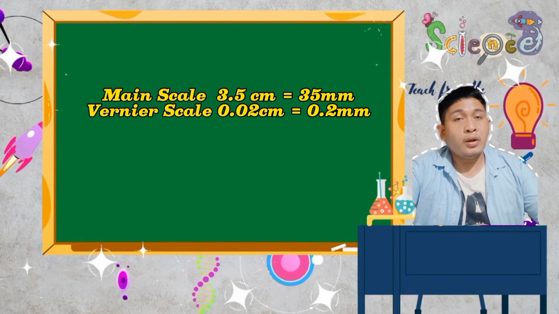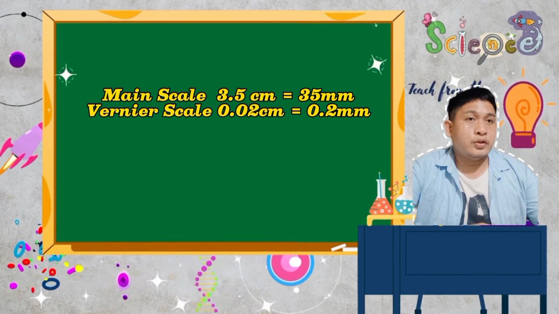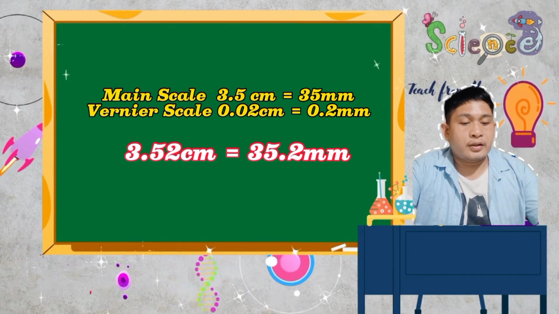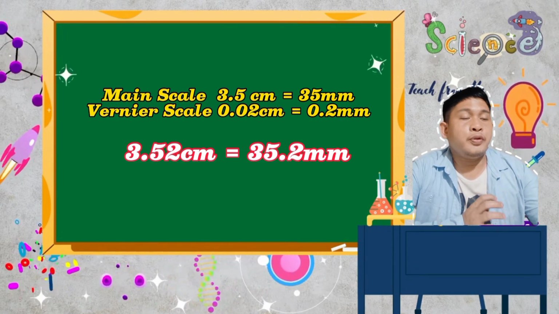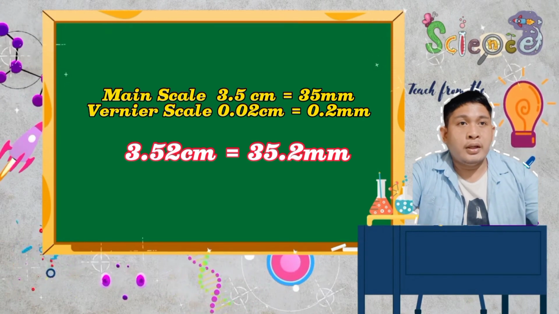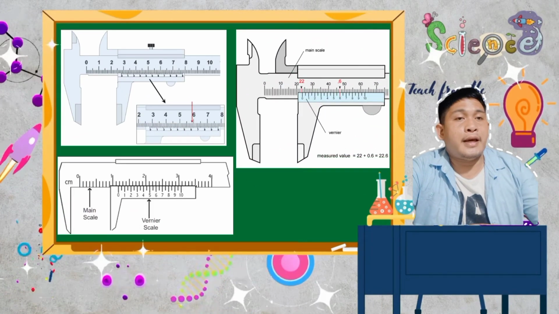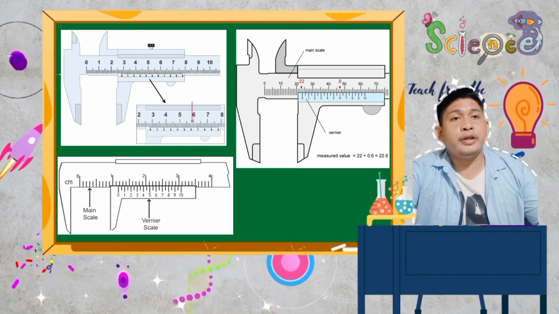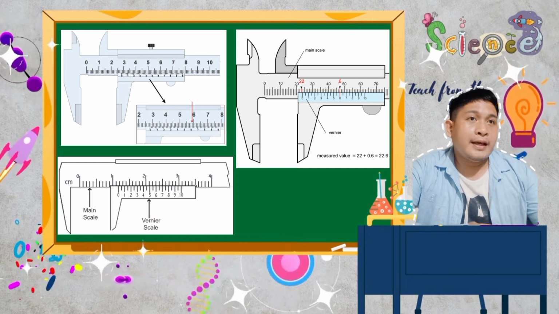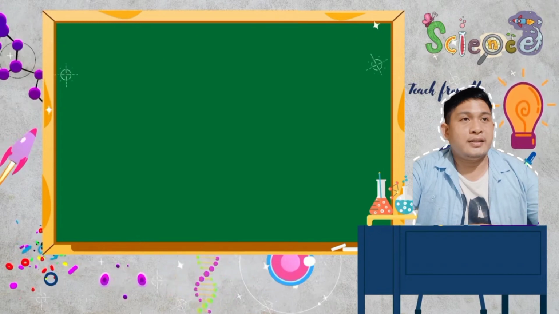So 3.5 plus 0.02 cm is equal to anyone? That's good. You're right, Mr. Cristobal. It is 3.52 centimeter. So we'll convert this into mm, which is 35.2 mm. That is how to measure the internal diameter. I have some examples here in my presentation that I will show to you, and later on we'll have small activities for you guys.